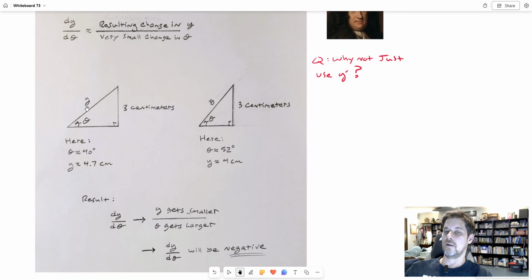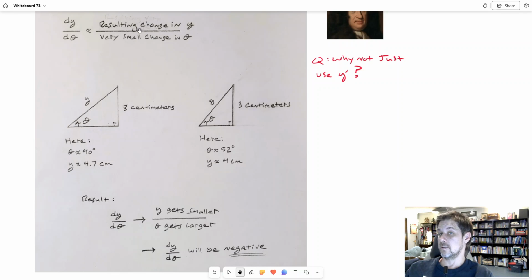So here I've sketched out some examples, and I tried to do this as accurately as I could. I used my ruler and protractor to measure everything. There's going to be some measurement error here, but I still think it's pretty good and it will illustrate my point. So I took this arbitrarily to make theta about 40 degrees, and I measured with my protractor that this is 3 centimeters because that side is fixed. And that y was about 4.7 centimeters.